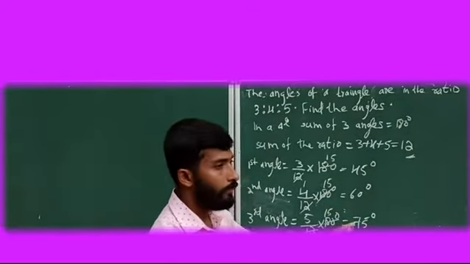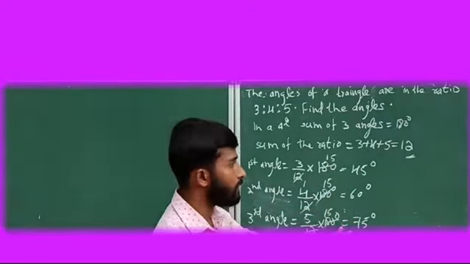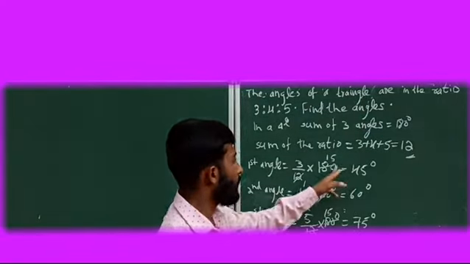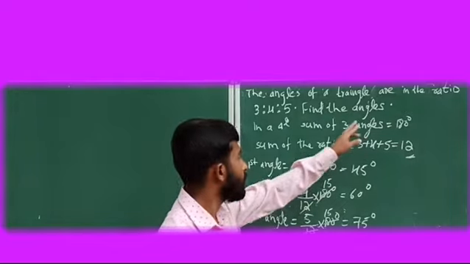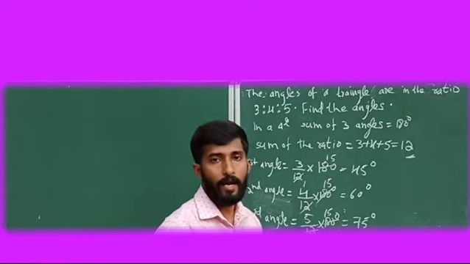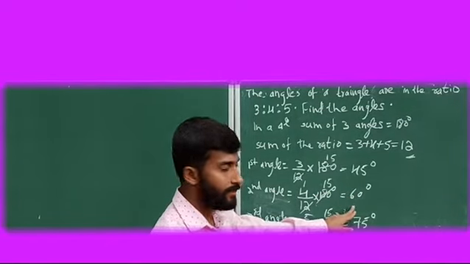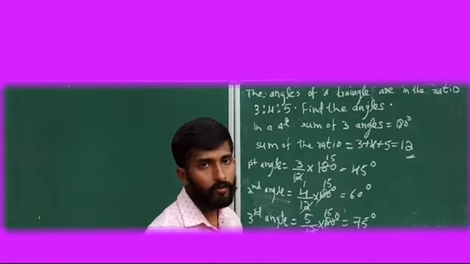Now to verify the answer, just add these angles. How much will you get? 45 plus 60 plus 75 is clearly equal to 180 degree. That is nothing but the sum of 3 angles. Okay, therefore first angle is 45 degree, second angle is 60 degree, third angle is 75 degree.